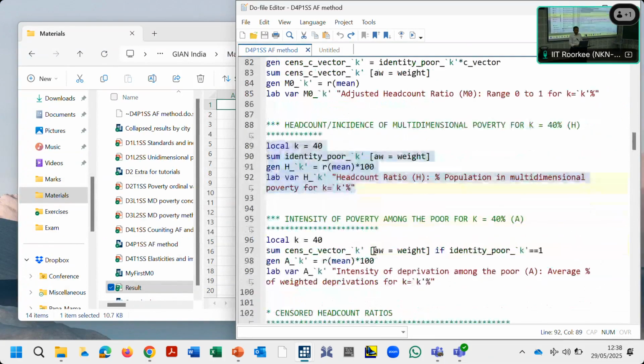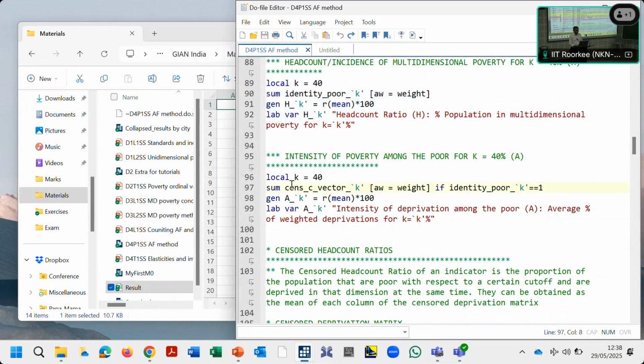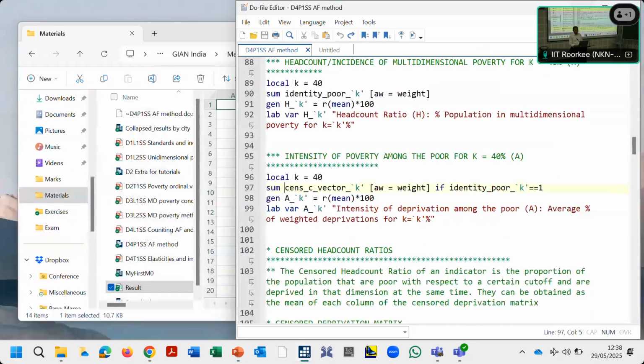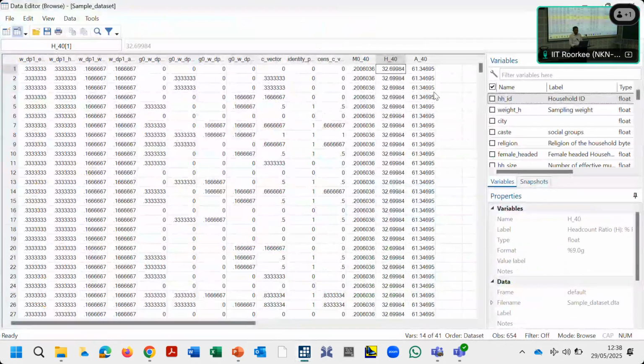Okay. Now it's time to compute A, the intensity of poverty. Note that the intensity of poverty is just the average deprivation share among the poor. So it's the average only if you are poor. So again, take the sum of the censored C vector that we have created, only if the identity poor is equal to 1. That means only among the poor. So again, you save it. If you run it, again your variable is created.